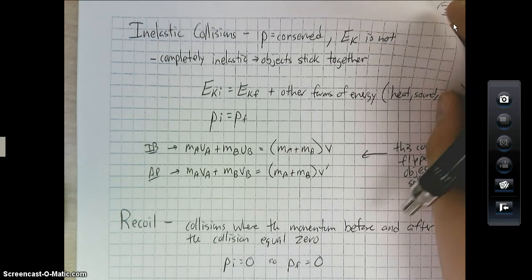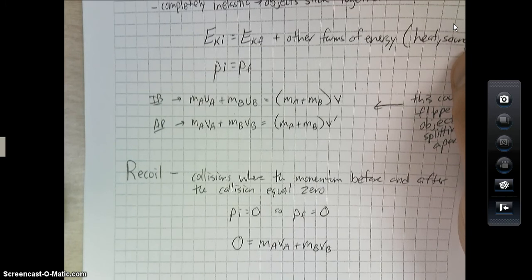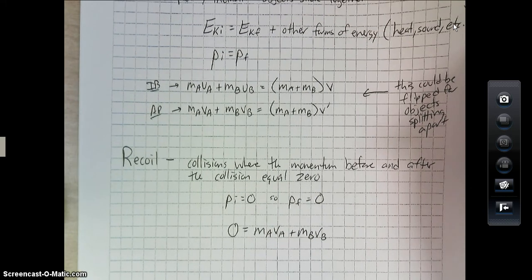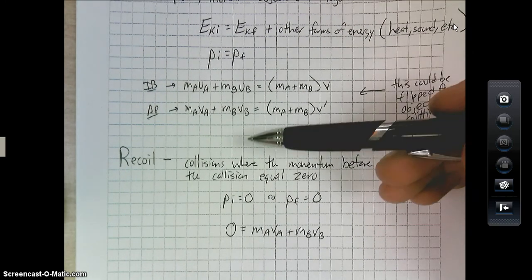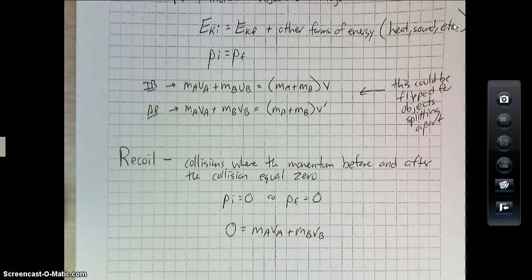Okay. Last type of collision that I'm going to talk about is a recoil collision. If you look on here, it says collisions where the momentum before and after the collision equals 0. I always think about guns in this case, because if you're standing there and you haven't pressed the trigger yet, the momentum of you and the momentum of the bullet and the momentum of the gun is all 0. They have no velocity. But as soon as you pull that trigger, the bullet goes flying off in a direction.